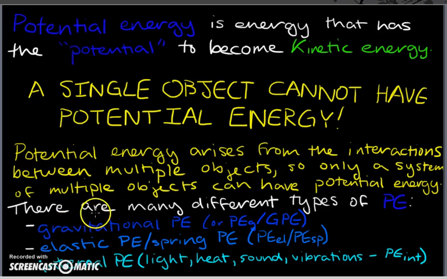As I mentioned earlier, there are many different types of potential energy: gravitational potential energy, and I will be using this notation very frequently, PEG; elastic potential energy or spring potential energy, and I will also be using the PEL right here; and internal potential energy, which encompasses basically everything else for the most part. Today we are going to be dealing mainly with gravitational potential energy.